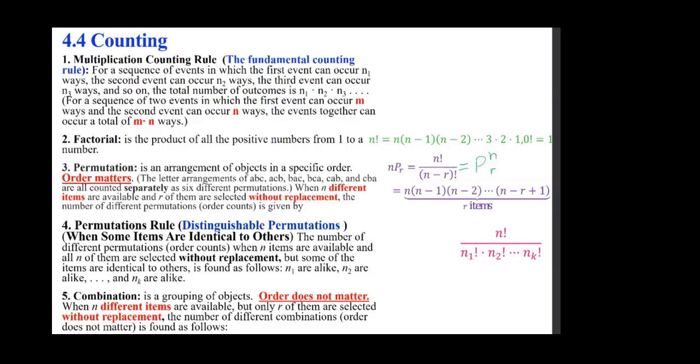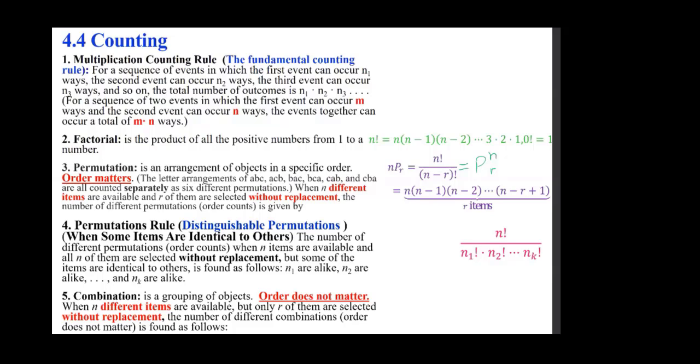And finally, combination. Combination is grouping objects. Order does not matter. When n different items are available, but only r of them are selected without replacement, the number of different combinations, order does not matter, is found as follows. Pay attention to the difference between 3 and 5. In the case of 3, ABC and ACB, and so on and so forth, are different. But number 5 says it doesn't matter. ABC is the same as ACB.